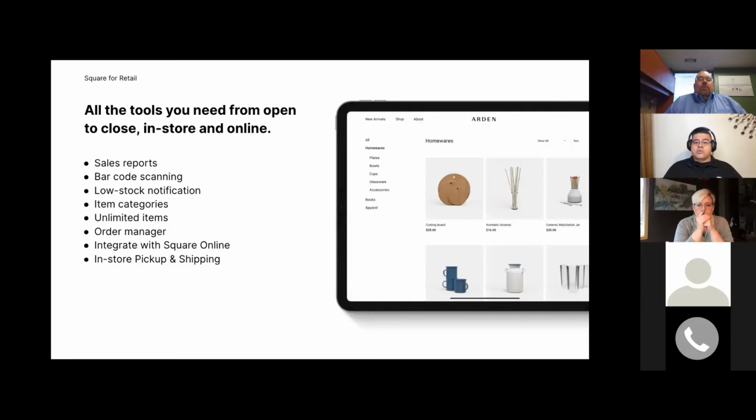And then Square Online Store seamlessly integrates with in-store inventory as well. So whether you're selling online or in person, that inventory number is always in sync, so you're not overselling.